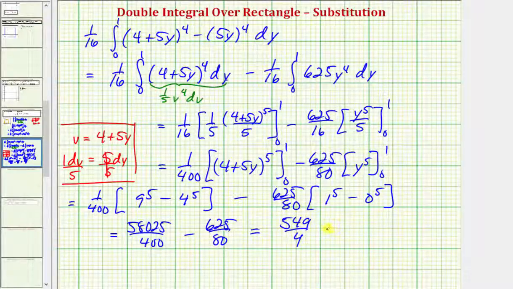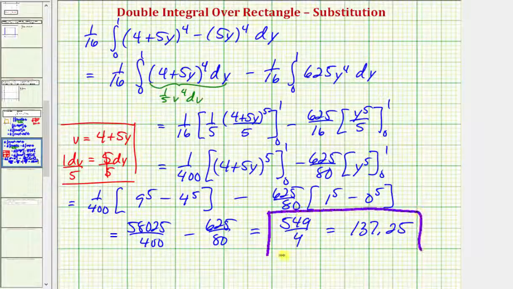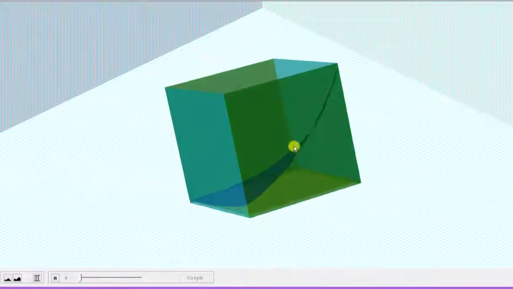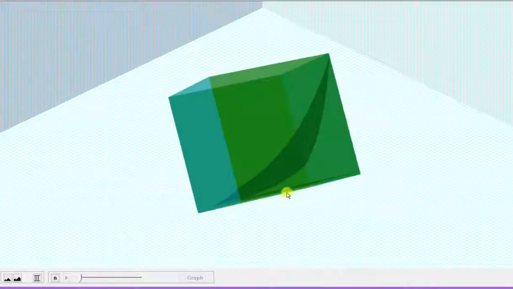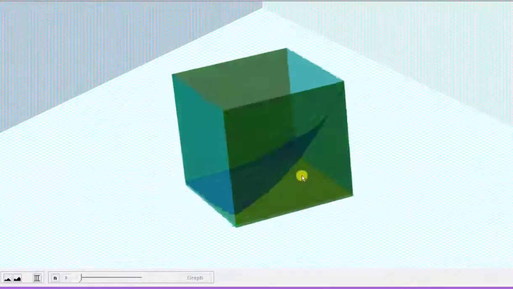549/4, which as a decimal is equal to 137.25. So here we have the exact value of the double integral, which again, going back to our graph, gives us the volume of the solid seen here below the blue surface and above the xy plane over this square region.